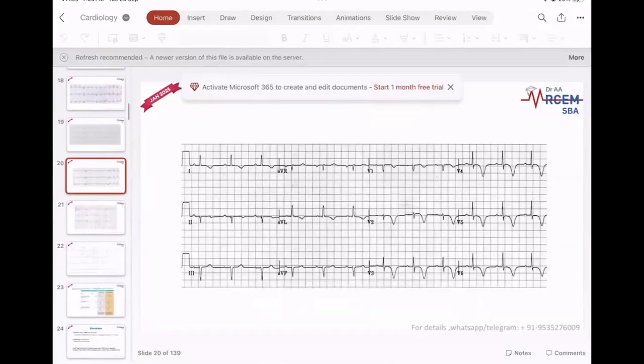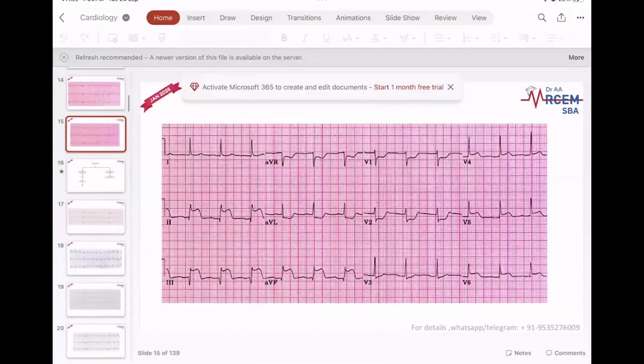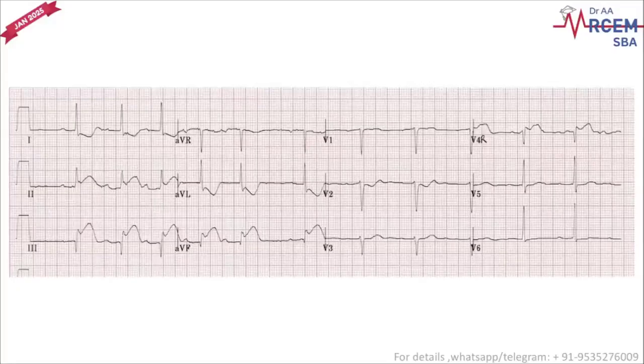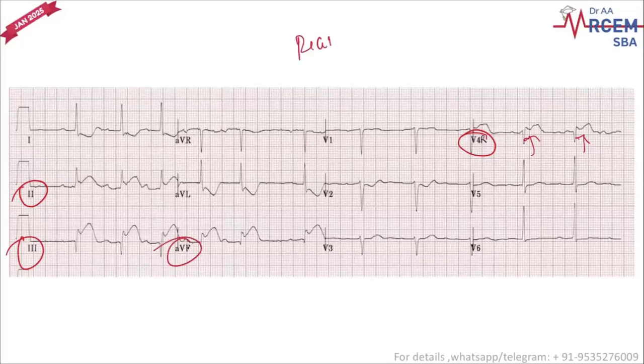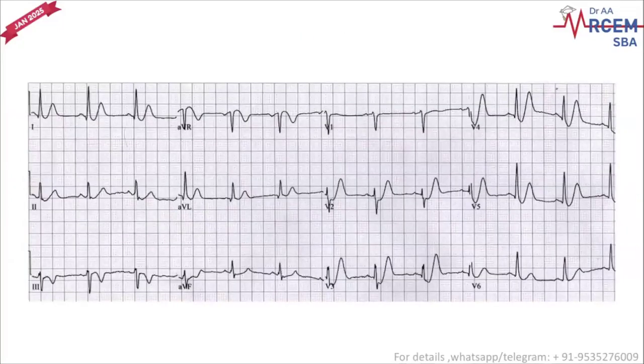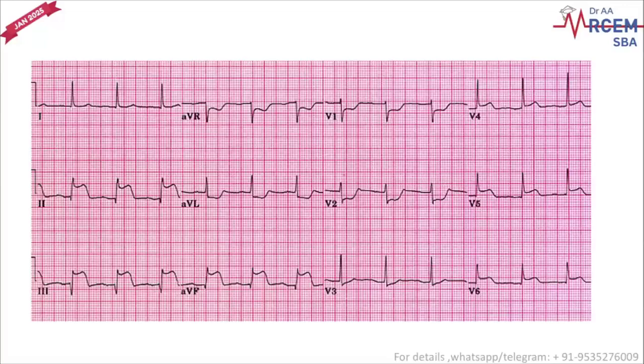So let us see the ECG that we had and consider whether it is a right ventricular involvement or not. Yes, here we are seeing right-sided V4 leads, there is an ST segment elevation. Along with it, there is an ST segment elevation in 2, 3, AVF. So it is the right ventricle which is involved. Let us see one more ECG.